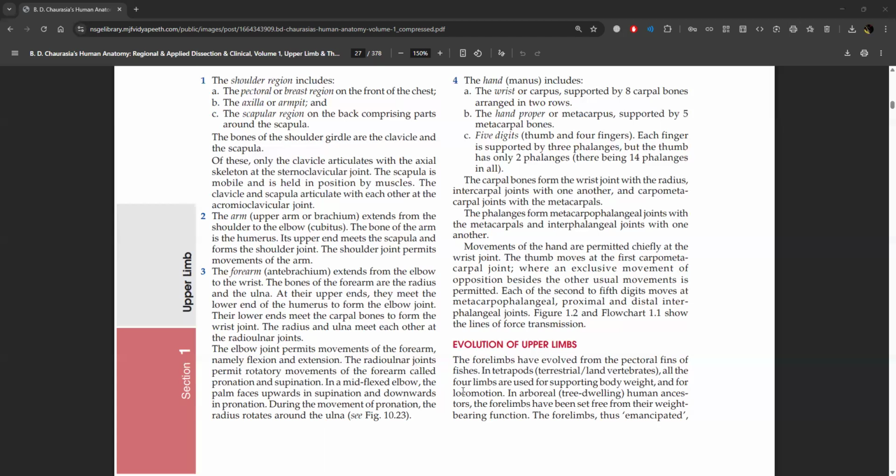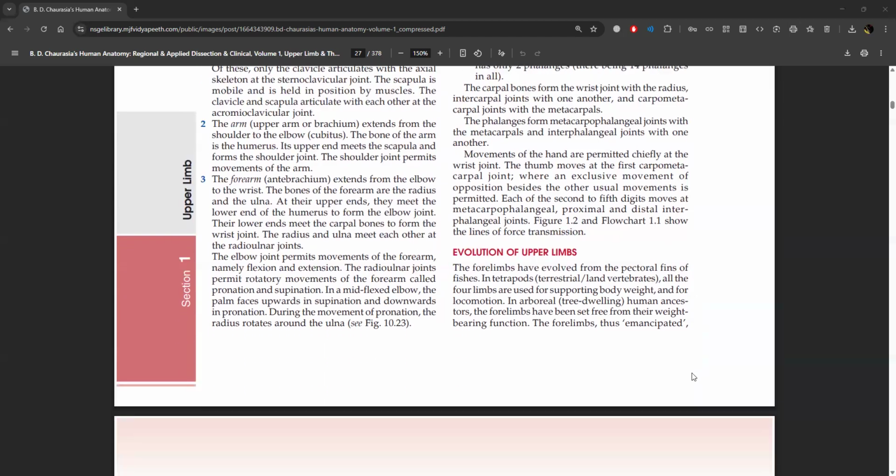The thumb moves at the first carpo-metacarpal joint, where an exclusive movement of opposition, besides the other usual movements, is permitted. Each of the second to fifth digits moves at metacarpophalangeal, proximal and distal interphalangeal joints. Figure 1.2 and flowchart 1.1 show the lines of force transmission.